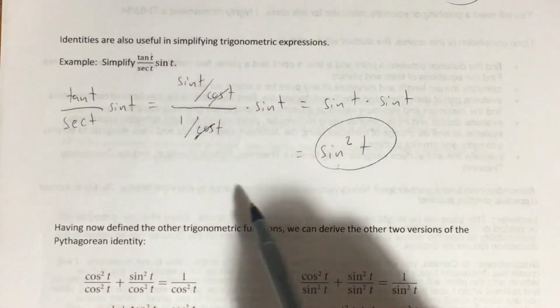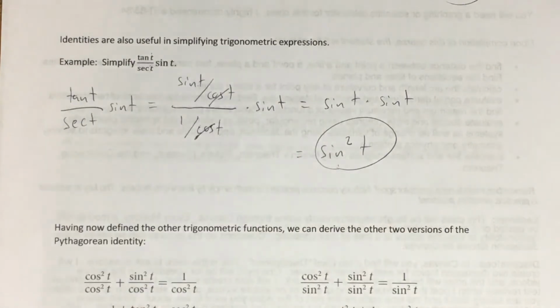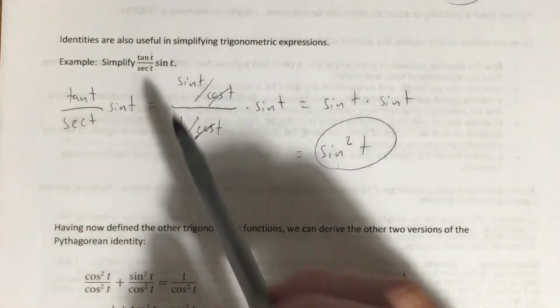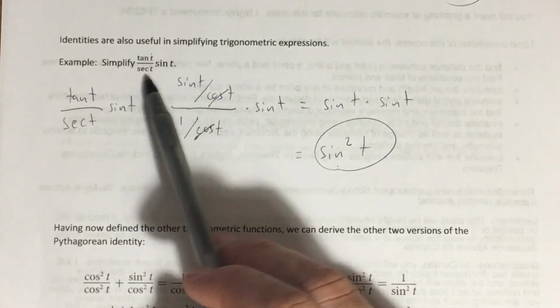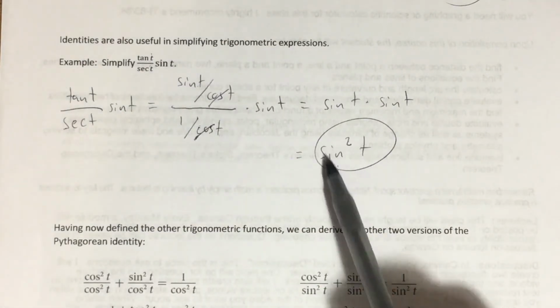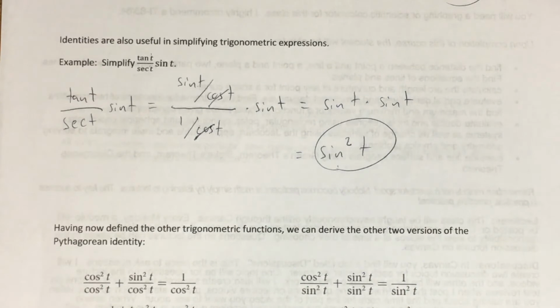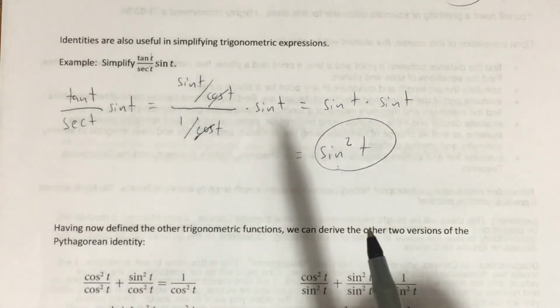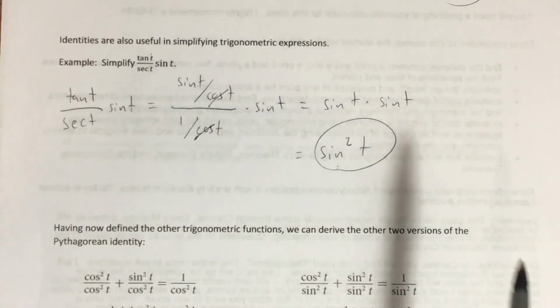So what we've established, though, is that these two expressions are in fact identical. Any number I plug in for t in this expression will give me the same thing if I plugged it in over here for this expression. So that simplification can be really useful in applications.